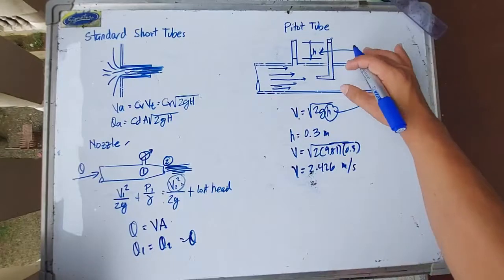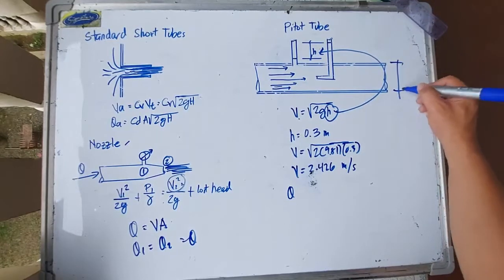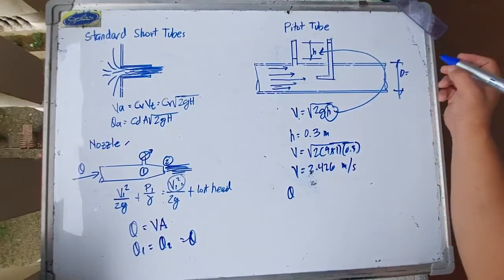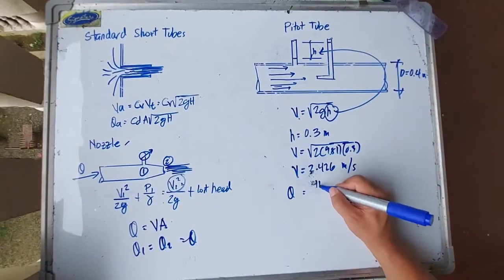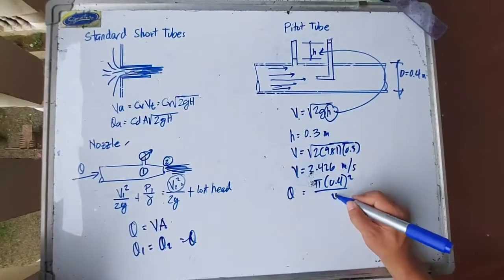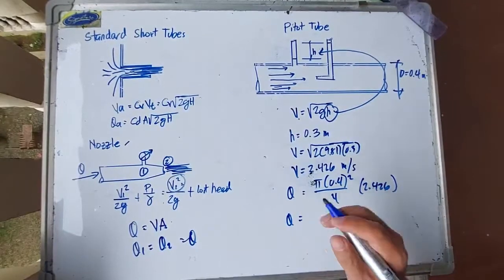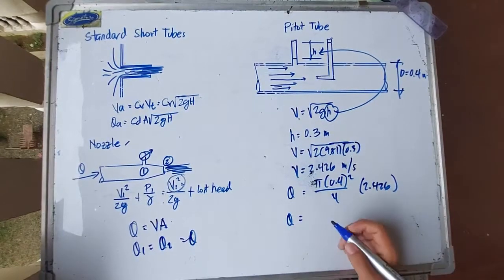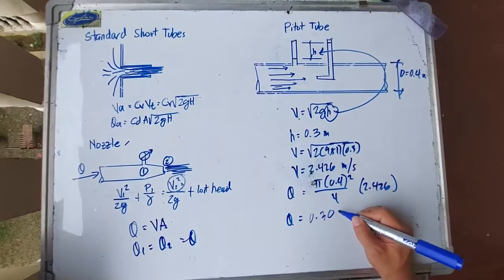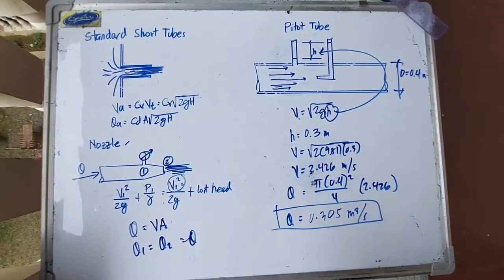Now if we know the cross-sectional area of the pipe, let's say the diameter is 0.4 meters, then you can compute for the discharge as pi times 0.4 squared over 4 times the velocity, 2.426. So the discharge in the pipe, okay, is equal to 0.305 cubic meters per second. So that's the discharge inside the pipe.